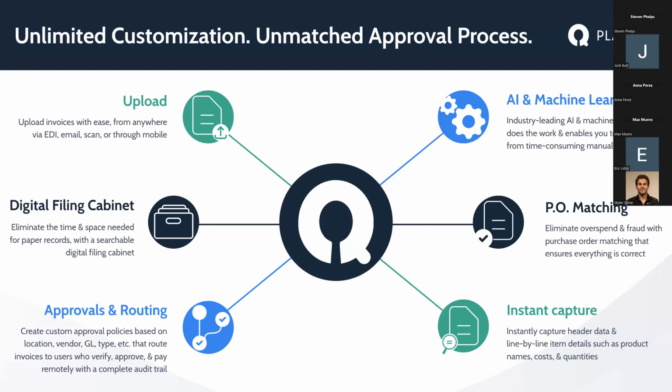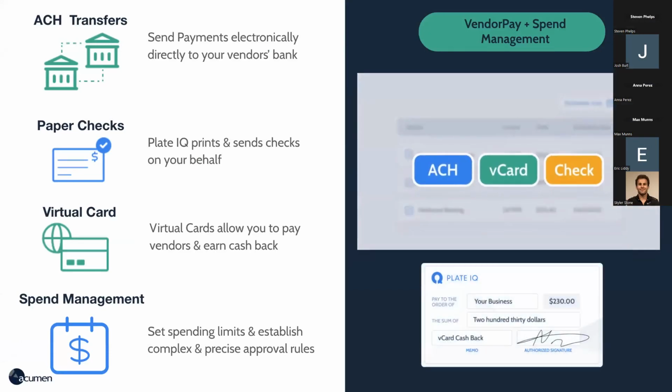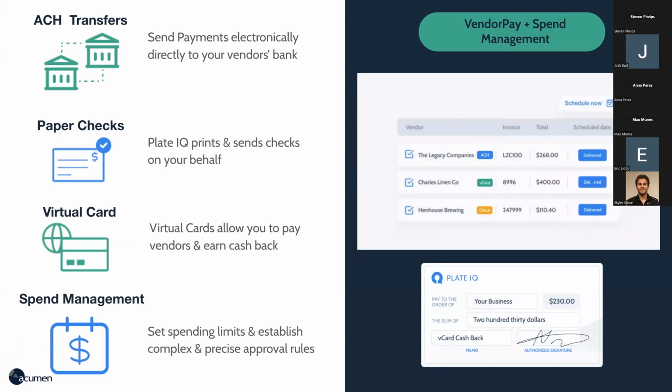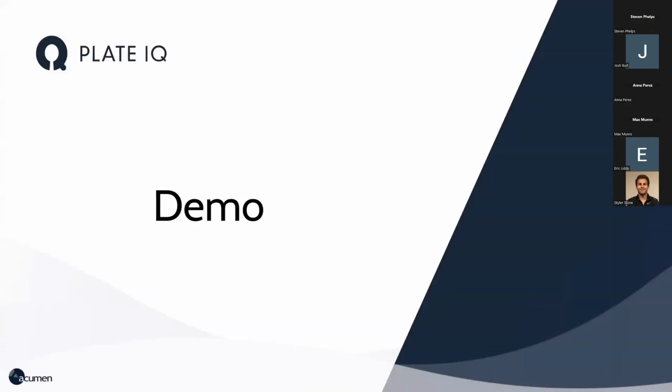We are really excited. I'm not going to cover a lot of this because we're going to cover it during the demo, but again, vendor and spend management, we do have capabilities for, which we'll cover. And more importantly, Plate IQ plus Sage. What data goes in? We do all the general ledger coding, line item cost and quantity detail, payment images, and we can also field some custom fields, depending on what your needs are. Okay, that's all from my side.